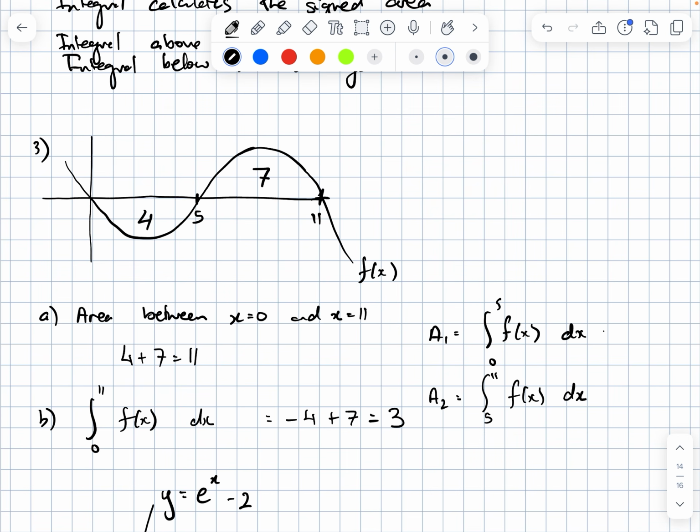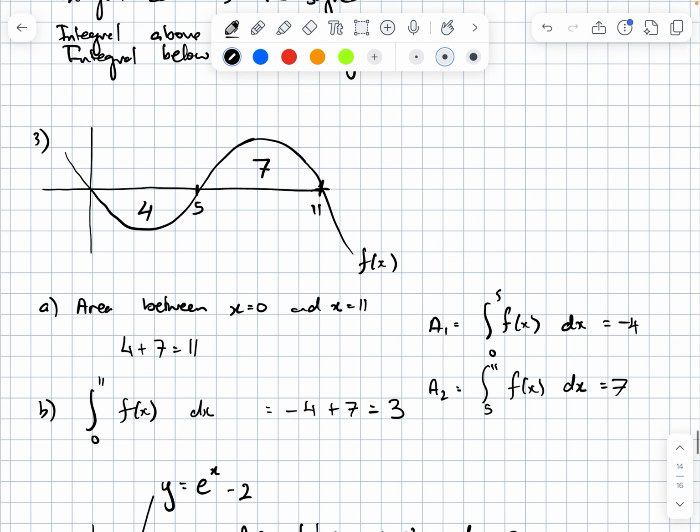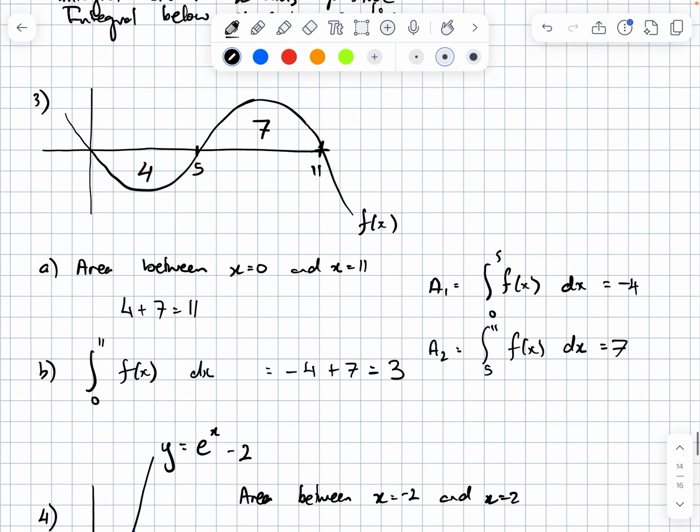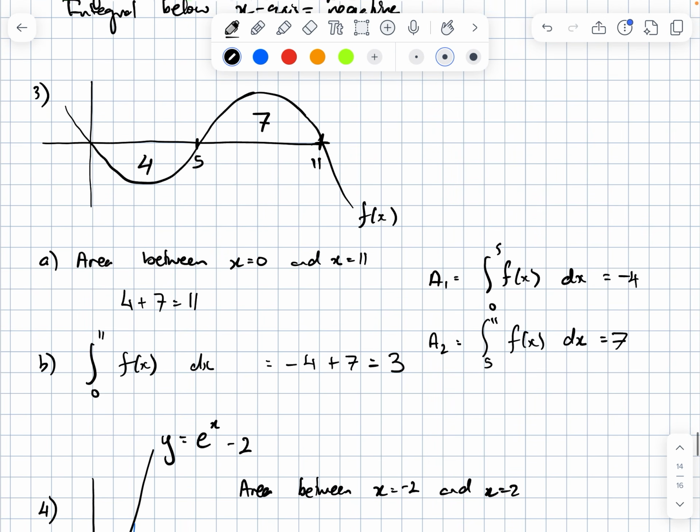Now the first area will give you negative 4, and the second area will give you 7. You've then got to realize that the first area actually is 4, and the negative 4 just tells you that you're below the x-axis, and so therefore you need to make the area positive before adding them together. If you go straight across, the definite integral will start to cancel part of the areas, and you'll get an inaccurate answer.